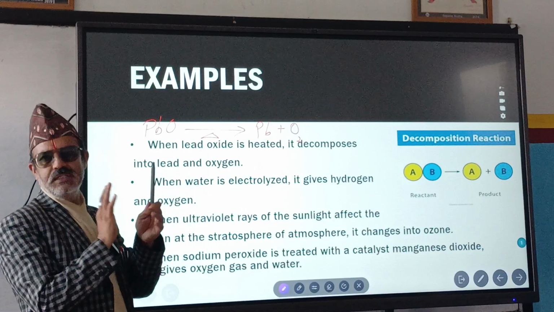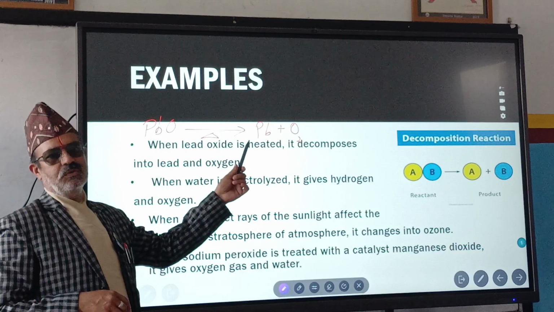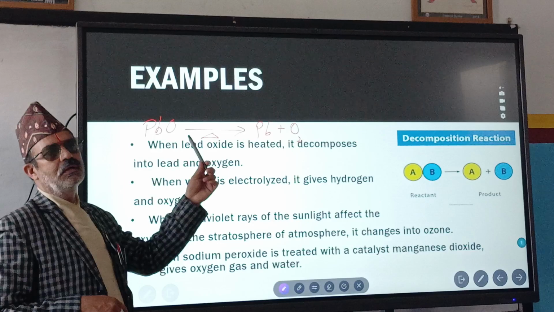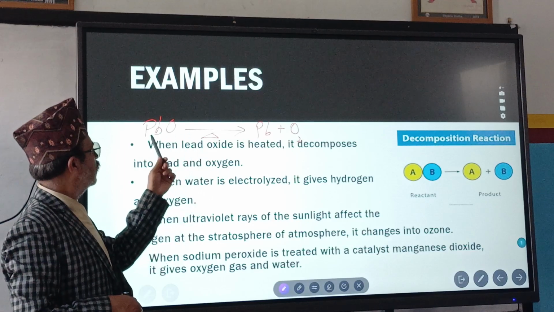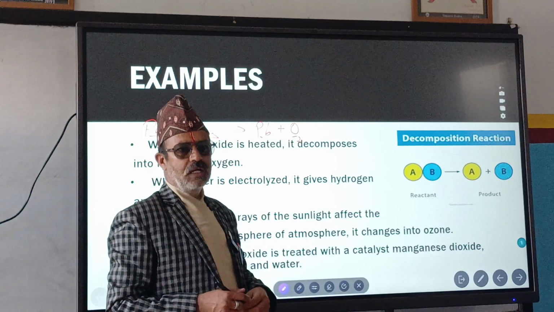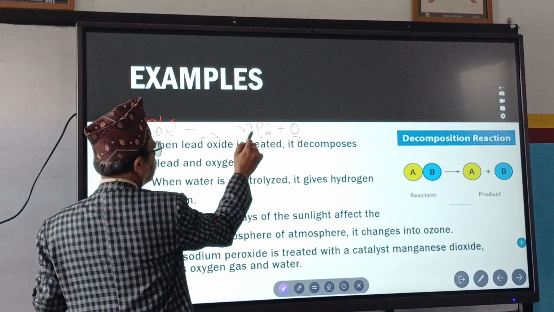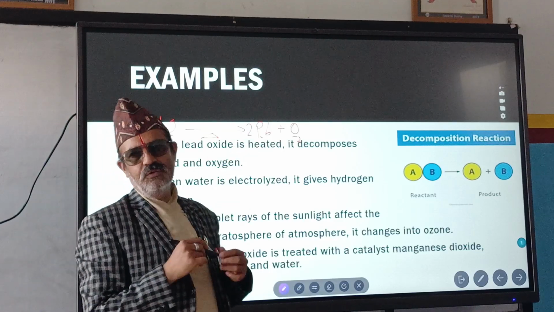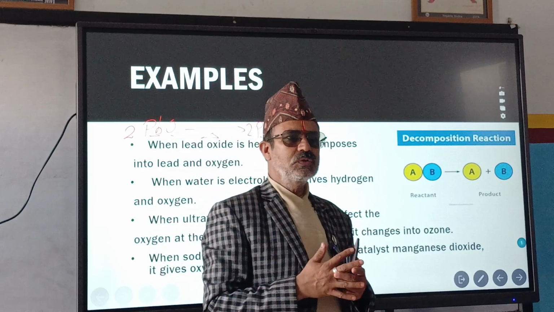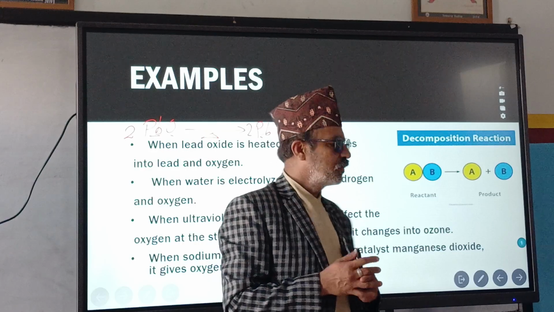What is this? One is breaking down, but this is an unbalanced equation. Why? The number of atoms is unequal. Here there is one atom, two atoms. Here one plus two, three atoms. So to balance, we have to multiply here by two, and here also by two. Then this is called a balanced chemical equation. An unbalanced chemical equation contains an unequal number of atoms of elements in the reactant and product. A balanced one contains an equal number, right?